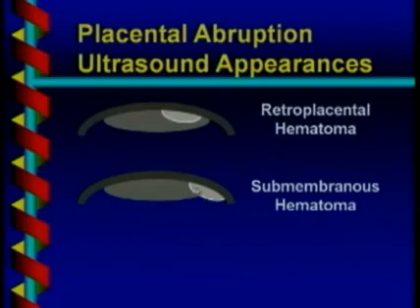A bit of the hematoma is under the placenta, but, or even in some other case, it may be all under the membranes. That's another appearance that you can have with a placental abruption.